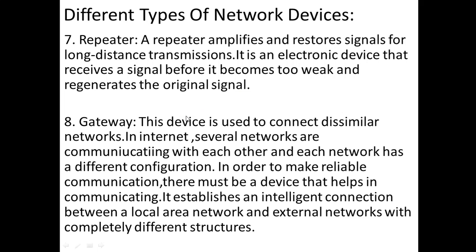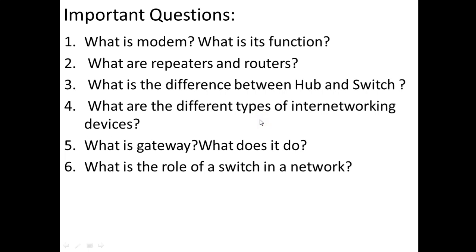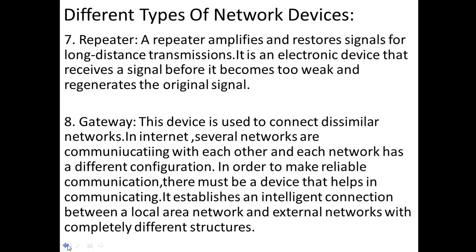Next and the last network device is the gateway. This device is used to connect dissimilar networks. Dissimilar networks are networks that are not following the same protocol. Whenever gateway questions are asked, you have to mention that it is used to connect dissimilar networks. Nowhere else out of the seven was this mentioned, but for the gateway it is mentioned that it is used to connect dissimilar networks.